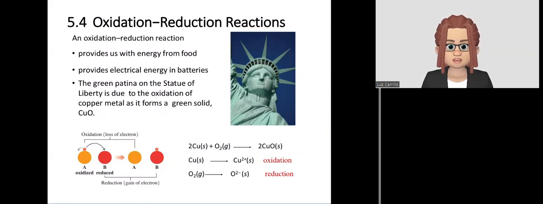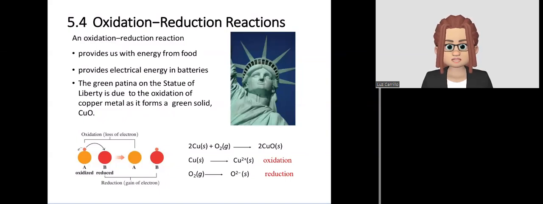What happens overall is that a combination reaction at times, or it could be single replacement, decomposition, and so on, is going to have an exchange of electrons. In this exchange of electrons, somebody's going to lose electrons and somebody's going to gain electrons, and that's what leads to the oxidation and reduction.